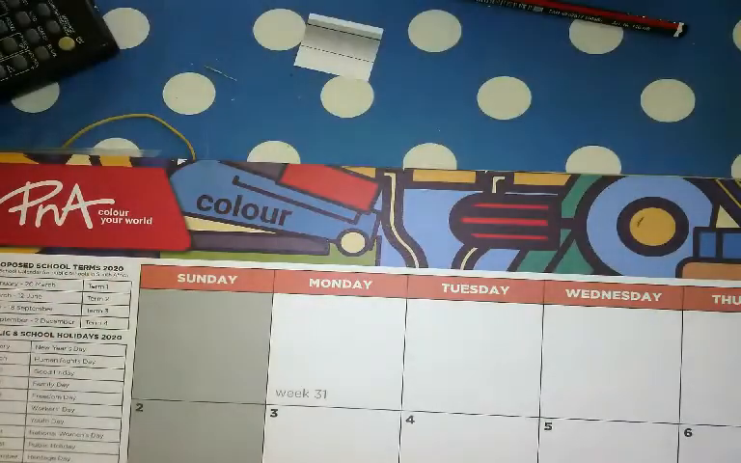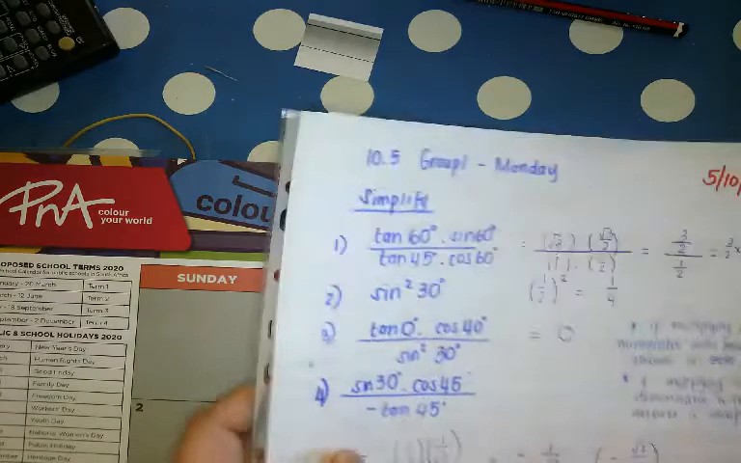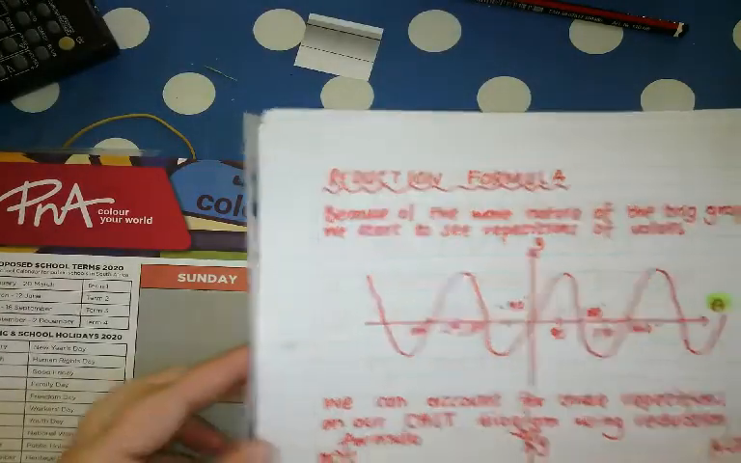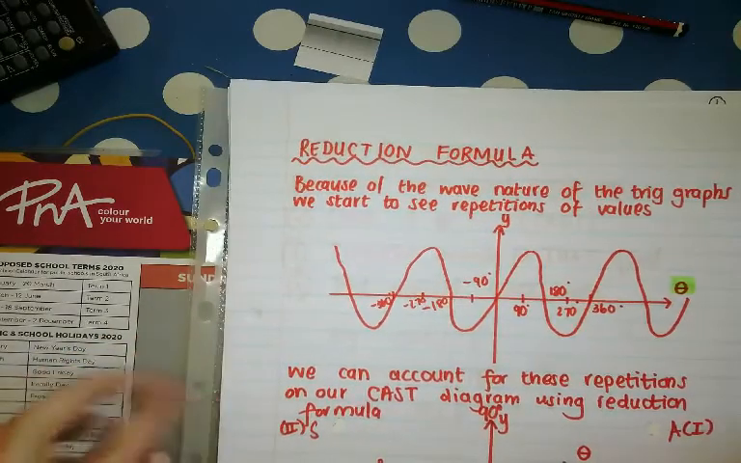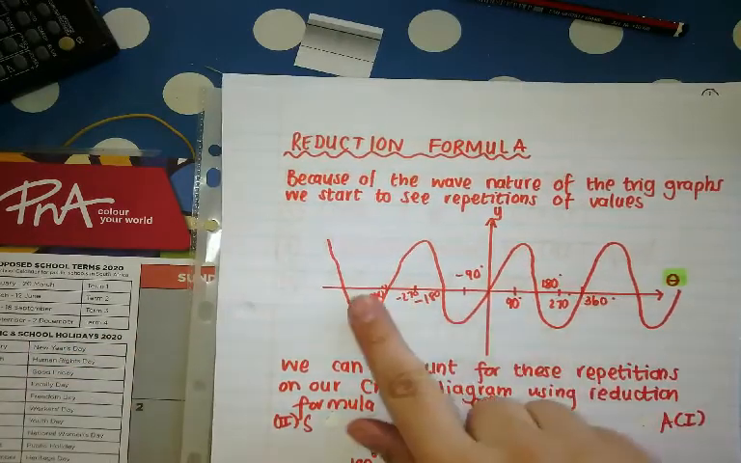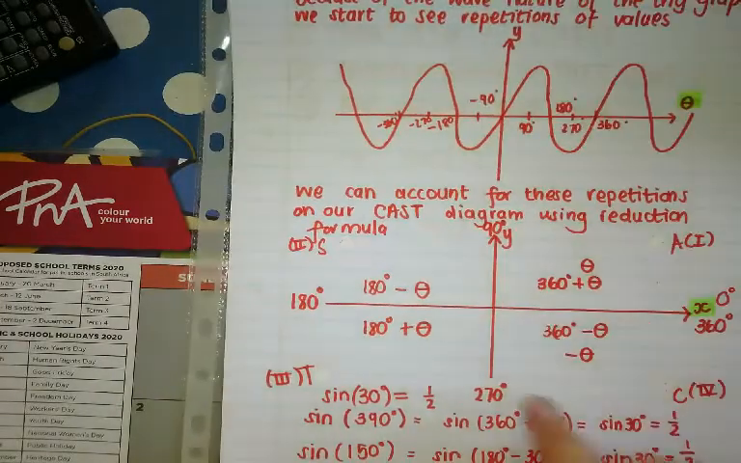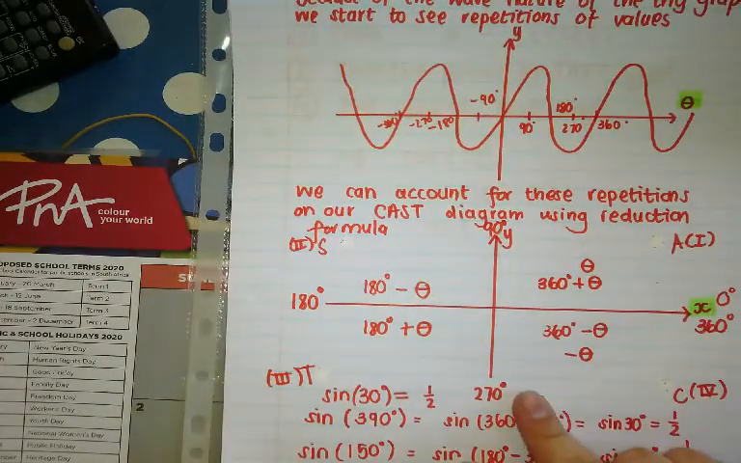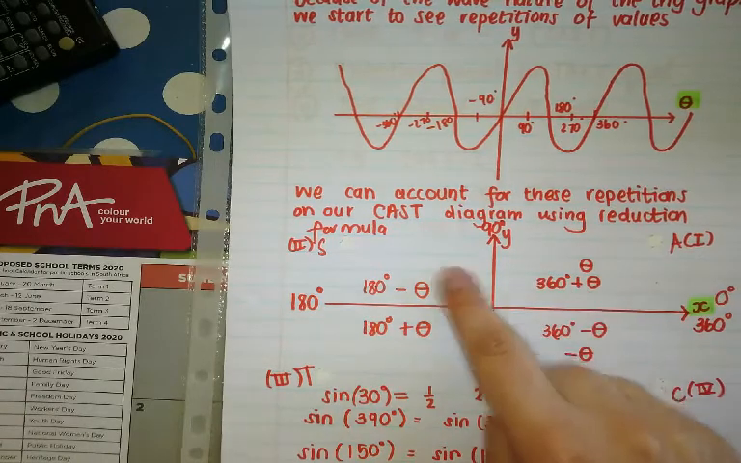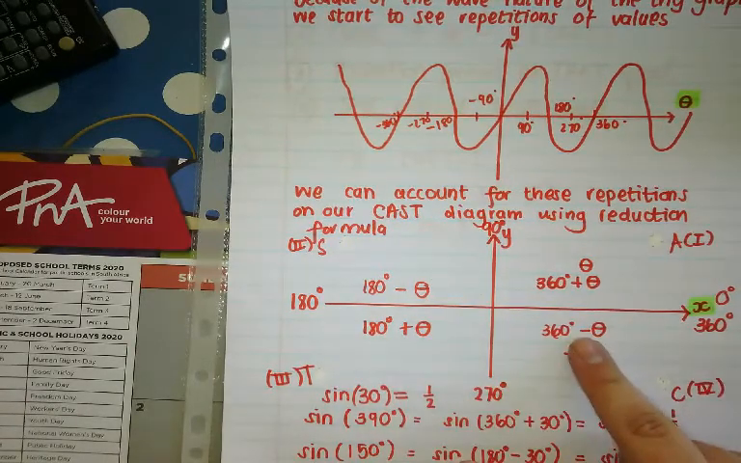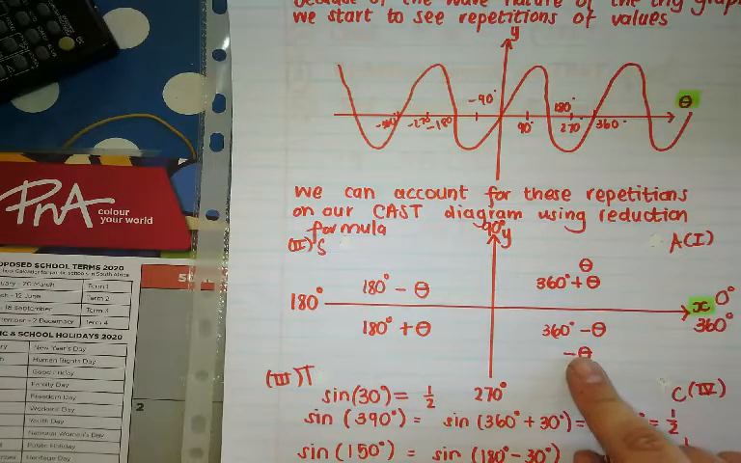We then went on to reduction formula, where we saw that a graph repeats itself, and that was on a theta x-axis. Here I'm just using a normal x-axis, 0, 90, 180, 270, 360. And my reduction formula was 360 plus theta, 180 minus theta, 180 plus theta, 360 minus theta, or negative theta.